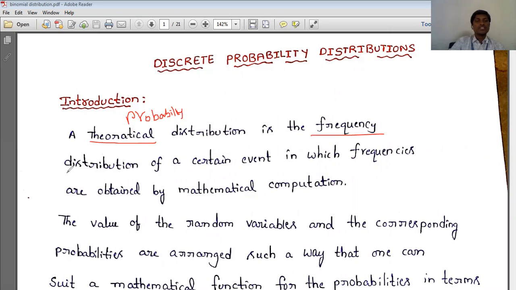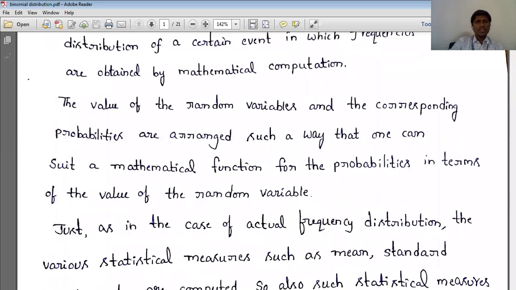So a probability distribution is nothing but a frequency distribution of a certain event. If you are taking a particular event and finding its probability distribution, the frequencies are obtained by mathematical calculations. We will get those frequencies by our calculations. Okay, and next, the values of the random variable and the corresponding probabilities are arranged in such a way that one can suit a mathematical function for the probabilities in terms of the value of the random variable.